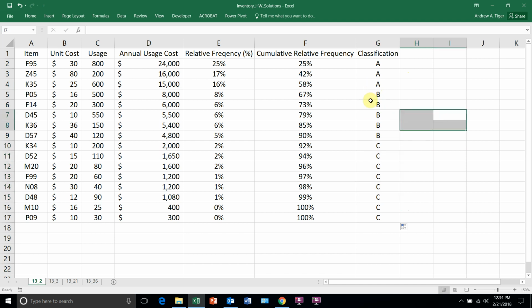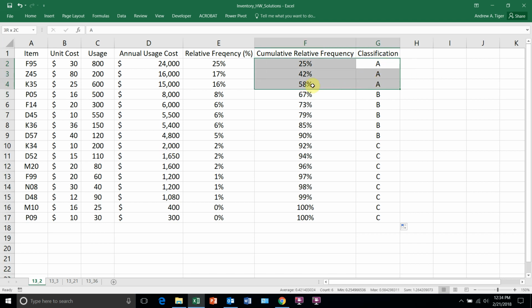You may have broken it differently. You may have had one more A, you may have had one less A, you may have had that as the only A. That's really up to you, as long as you have some rule that I can see how you made the decision. The critical component of this is that you've got a handful that make up almost 58% of all the value. So you need to manage those differently than you manage these.